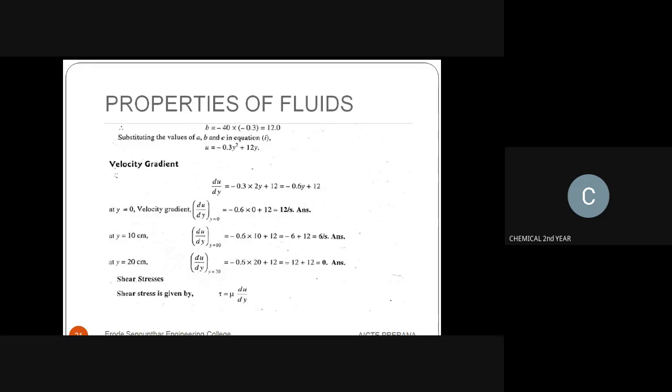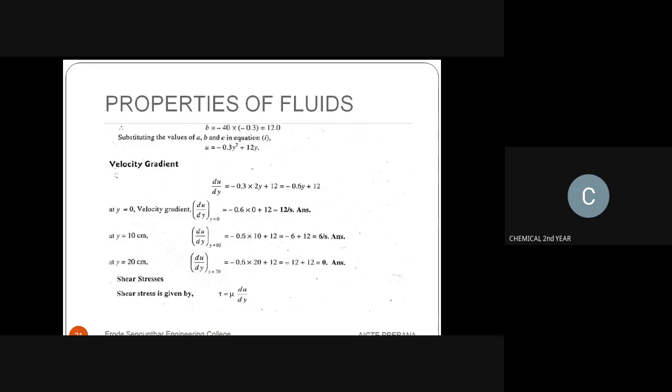Right. So if you substitute the second condition at y is equal to 10 centimeter, du by dy at y is equal to 10. So instead of y, you need to substitute the value of 10. So minus 0.6y plus 12. Minus 0.6 into 10 plus 12. So you will be getting minus 6 plus 12. That is 6 per second.